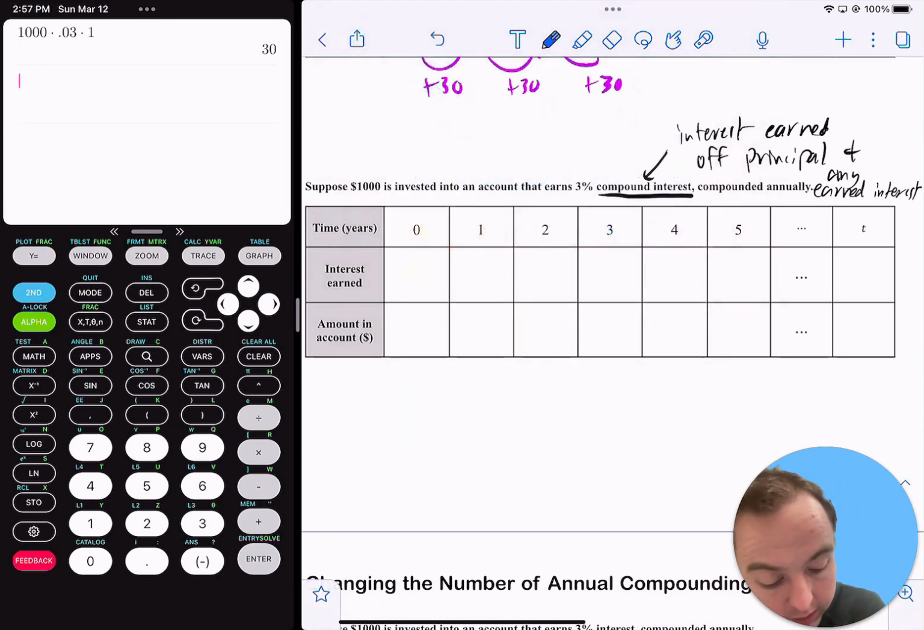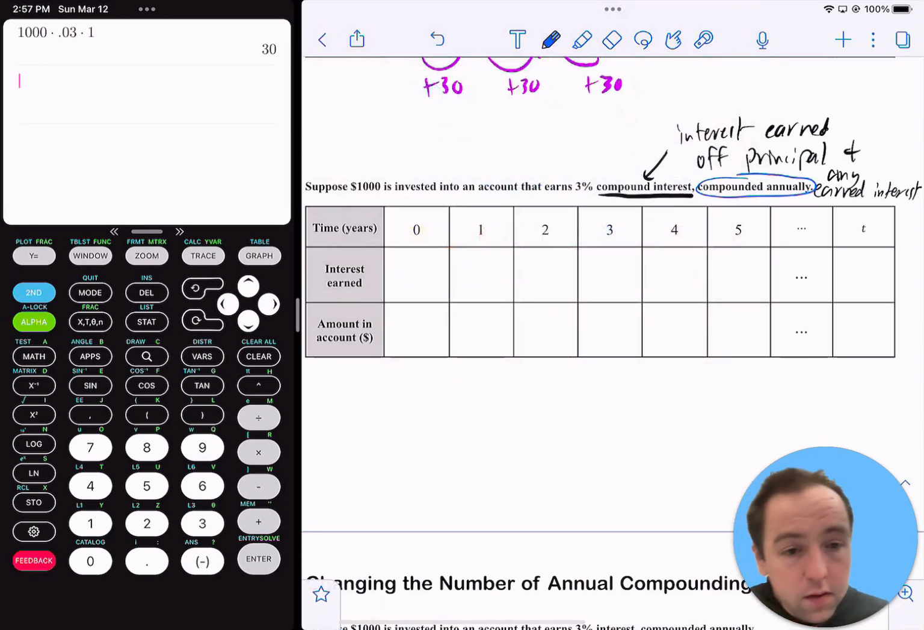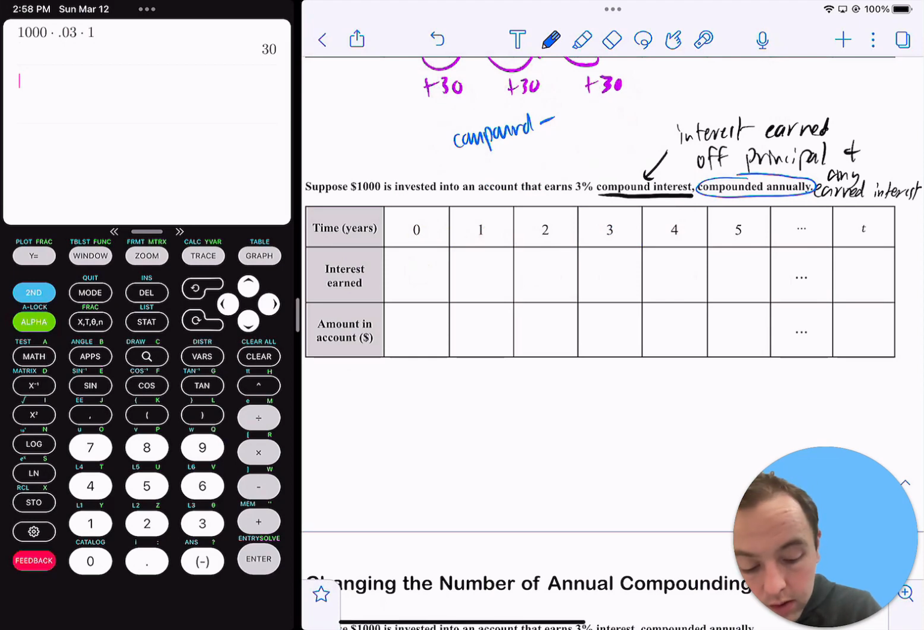So in a little bit, we're going to talk about the frequency of compounding. When it says compounded, it's just referring to the number of times per year that you're going to add interest into the account. So because it says compounded annually, that just means that they're going to put interest into your account once per year. We'll talk about in a little bit what it would be like if it's compounded monthly or something like that, okay?